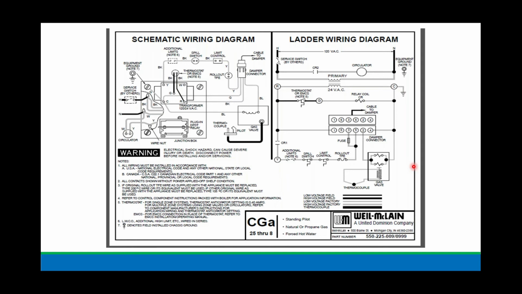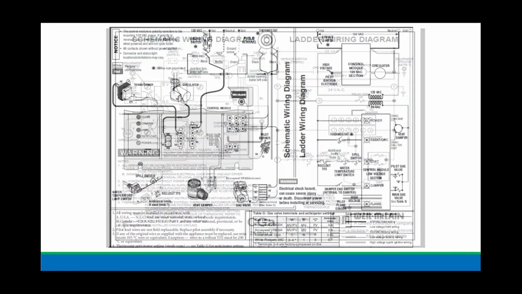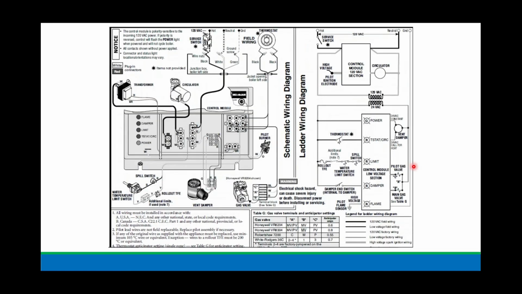What if we did the same thing with a spark igniter? Because now you can't buy anything with a standing pilot. So again, on the left, there's your wiring diagram telling you where things are connected, but on the right is the ladder diagram. So what's different here? Well, here, the spark module is on the line voltage and the low voltage side of the ladder diagram. But not much is different than the other operation.